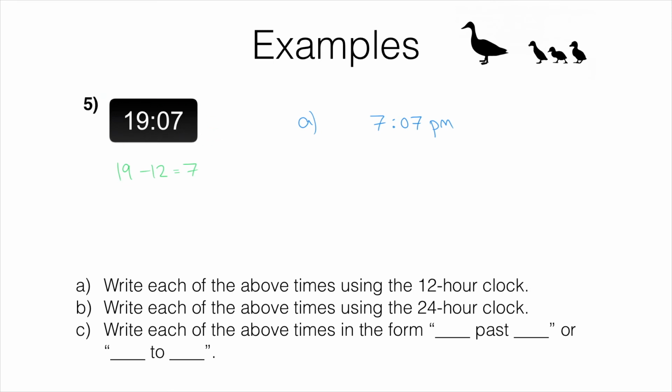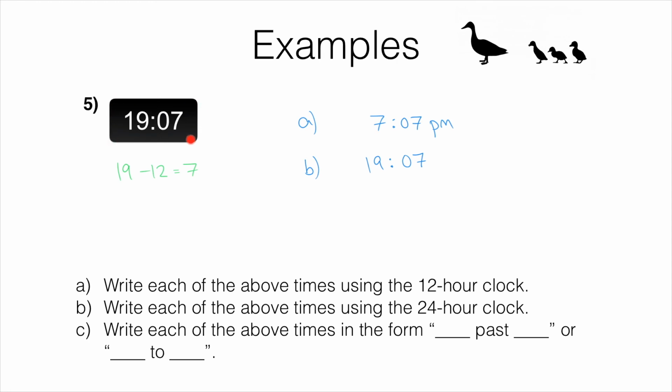using the 12-hour clock. Part B is easy. This is already written in the 24-hour clock. We know that because we've got a number here that is over 12. On the 12-hour clock, that never happens. So 1907 is how we would write that in the 24-hour clock.